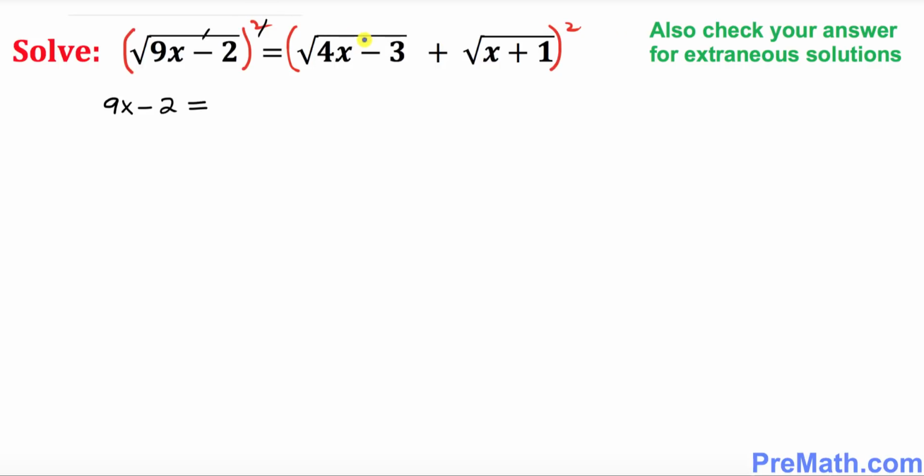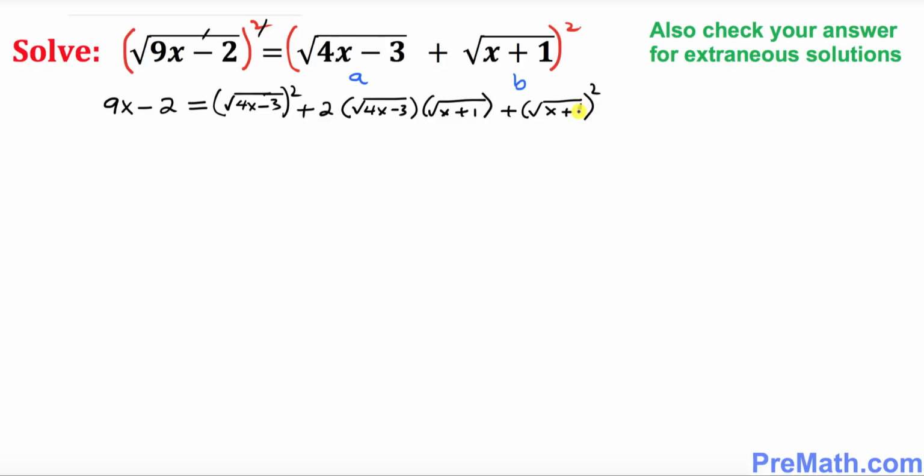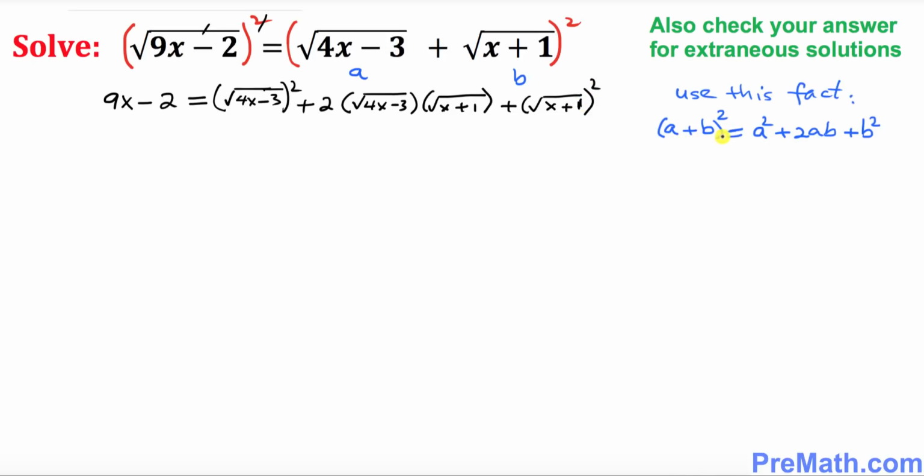This part is our a, and this part I'm going to call b. Then we will be using the fact that a plus b squared is going to become 4x minus 3 squared, plus 2 times the first radical 4x minus 3 times the second radical, which is x plus 1, and finally plus the second radical squared. We used this fact, a plus b squared equals a squared plus 2ab plus b squared, where a is our first term and b is the second radical.